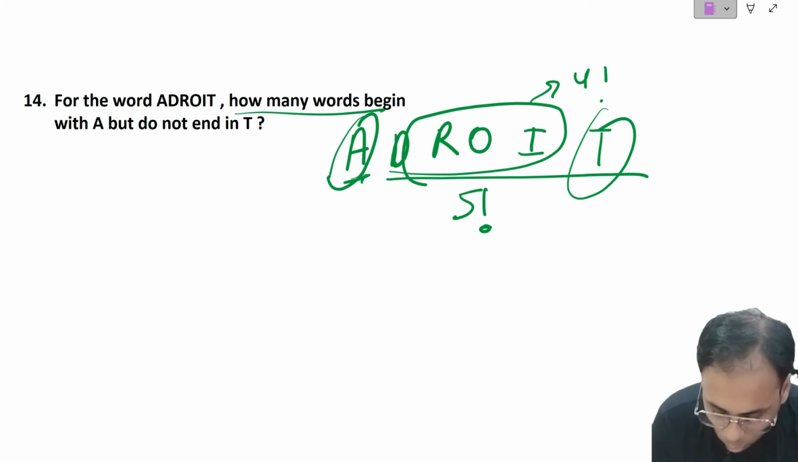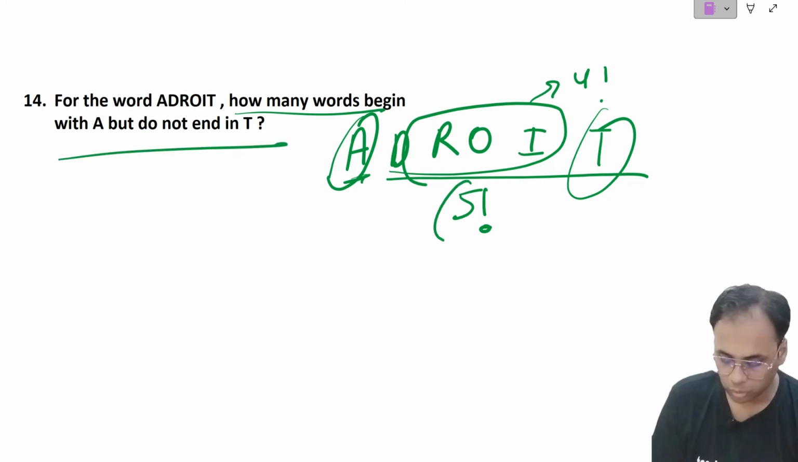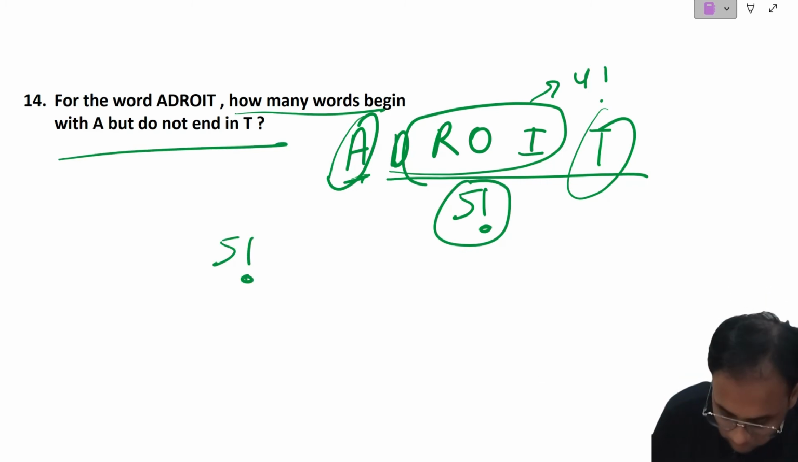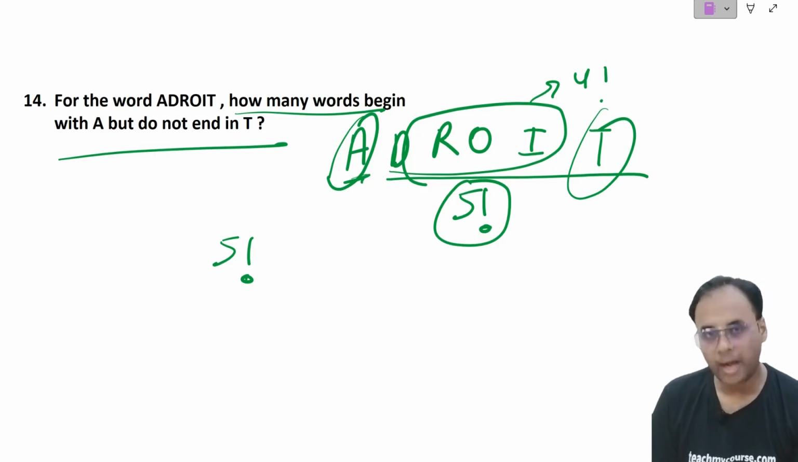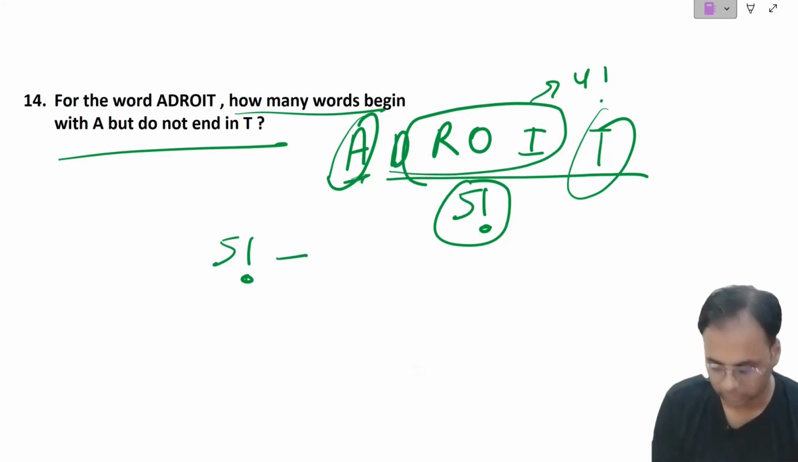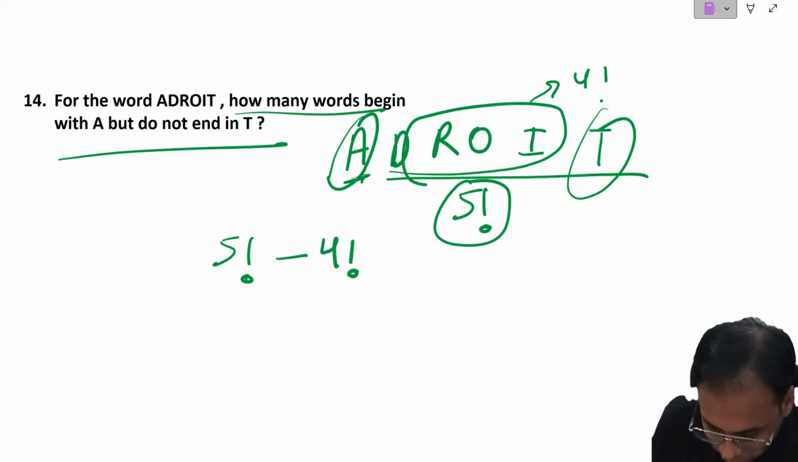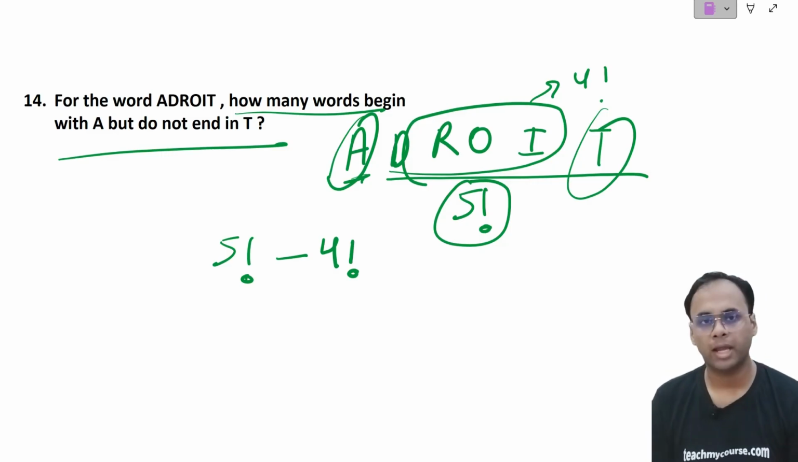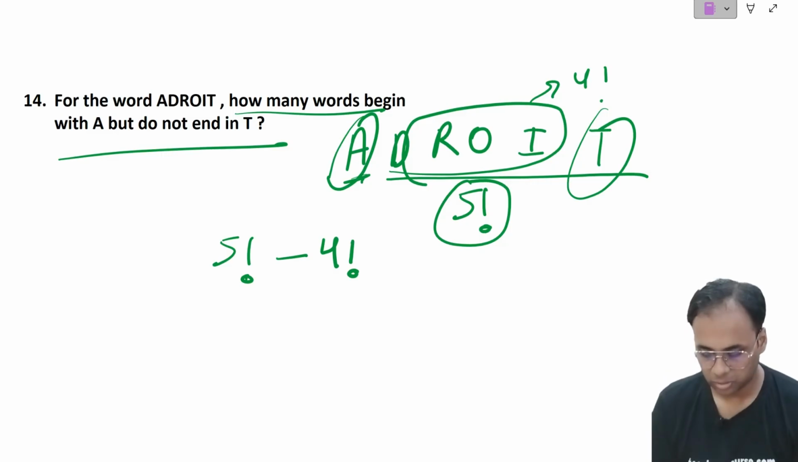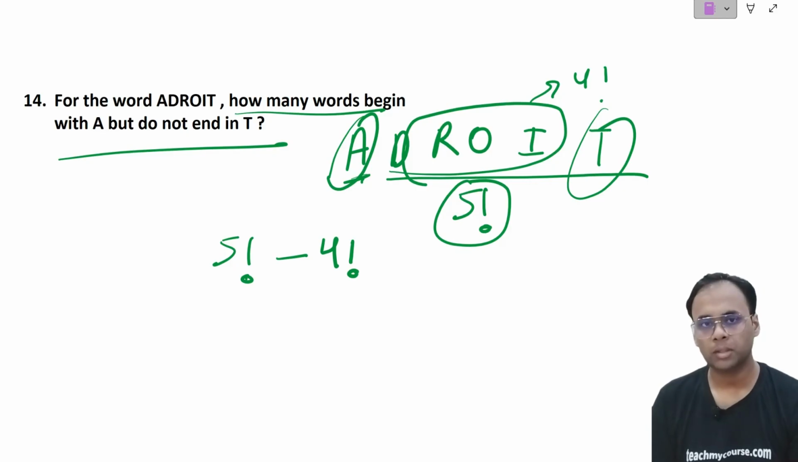Now we need to find out how many words begin with a but do not end in t. These are the words which begin with a: factorial 5. And how many of them begin with a and end in t also? These are factorial 4. So we need to subtract them from the total ones. So we have factorial 5 minus factorial 4, which gives the number of words which begin with a but do not end in t. Okay, you got it?